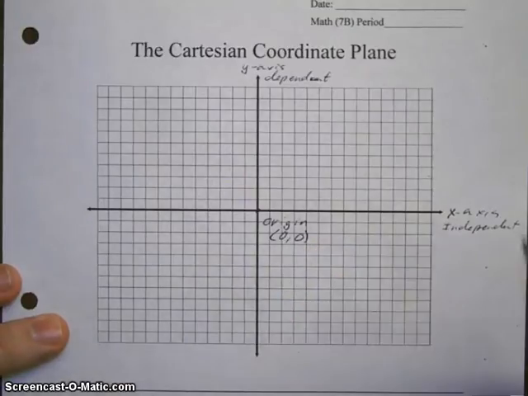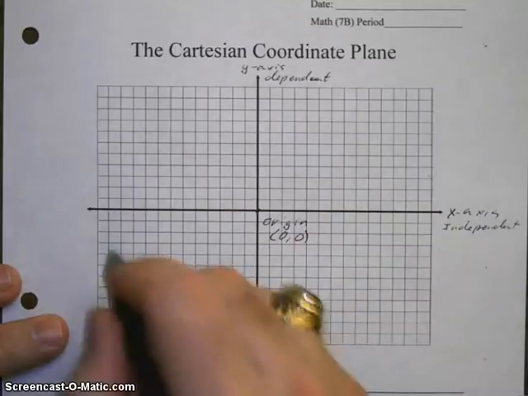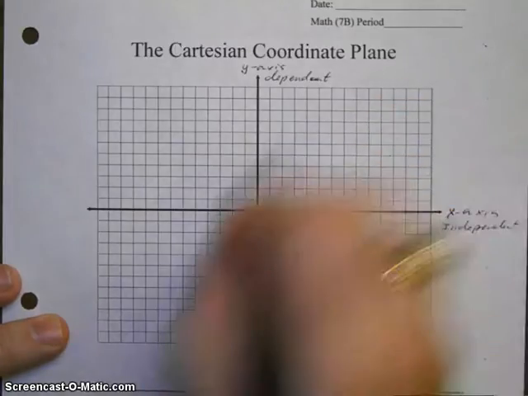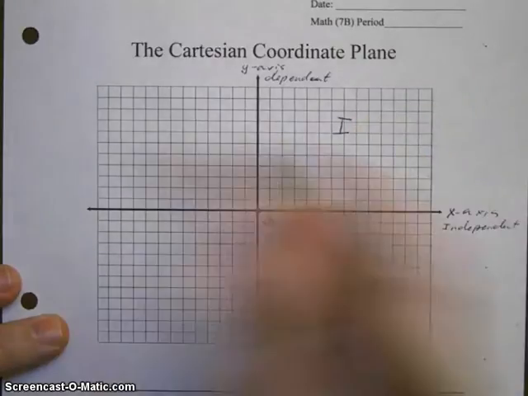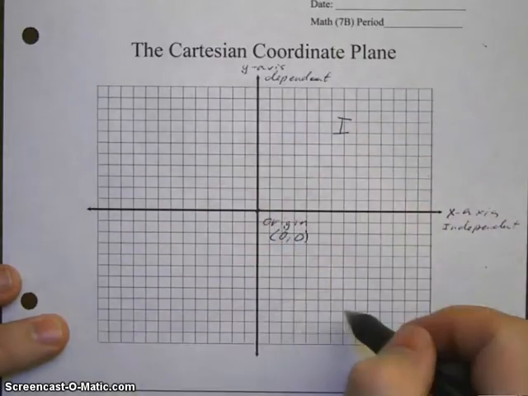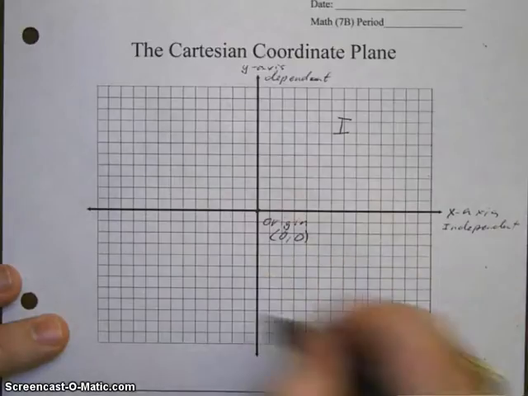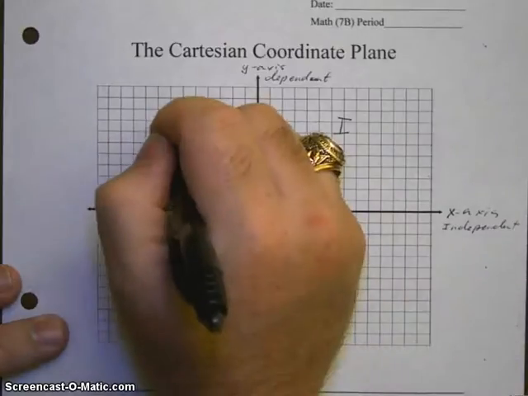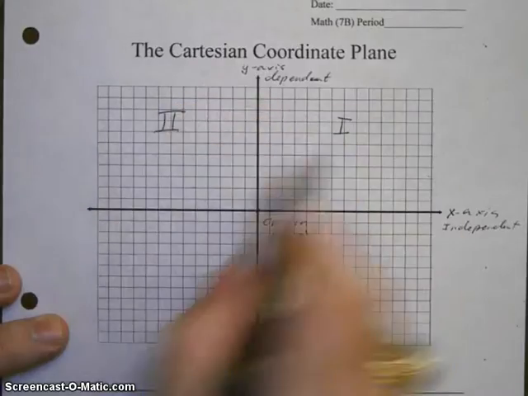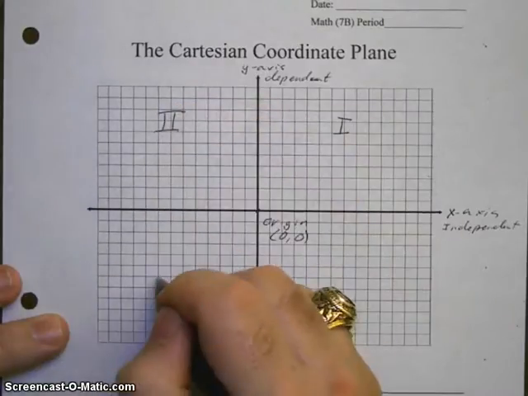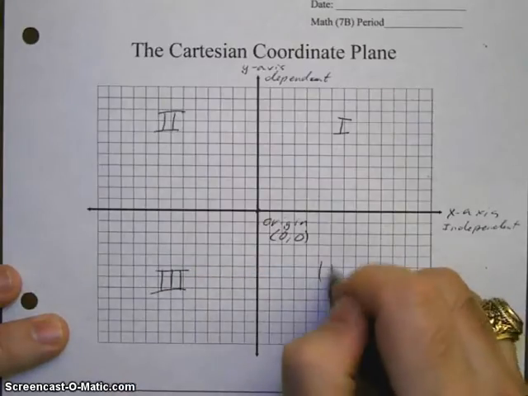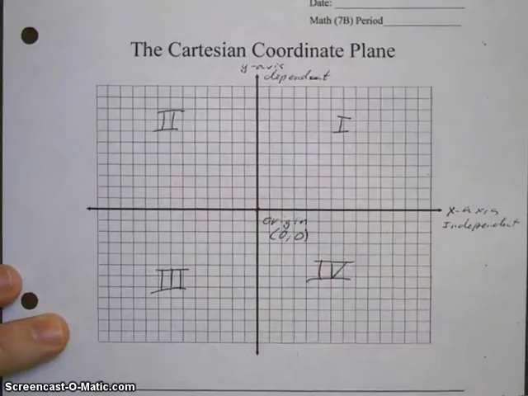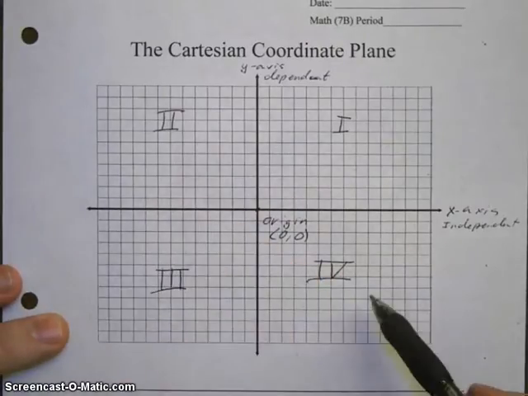There are 4 quadrants in the Cartesian coordinate plane. The upper right quadrant is quadrant 1. Then we go counterclockwise around the Cartesian coordinate plane, and that gives us the rest of them. The upper left is quadrant 2, lower left is quadrant 3, and lower right is quadrant 4. Notice that all the quadrants are labeled with Roman numerals 1, 2, 3, and 4.